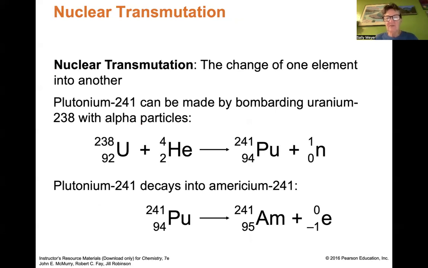So these reactions that we've been talking about are really transmutation. They're the change from one element to another, but they're in reactions that we create. So it's not radioactive decay. It's a reaction that's created probably in a particle accelerator.